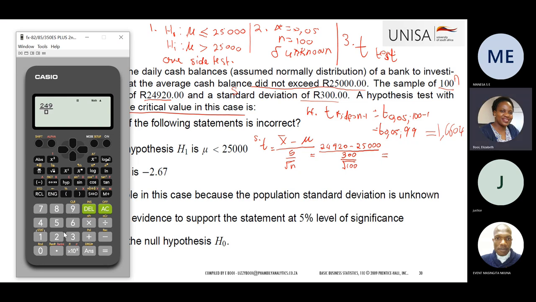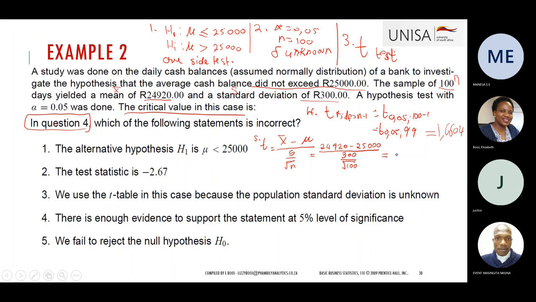Two, four, nine, two, zero, subtract 25,000, divide by 300, divide by the square root of 100. And that gives me minus 2.666. So it's two decimals, remember? It's minus 2.67. Okay, so let's make a decision.